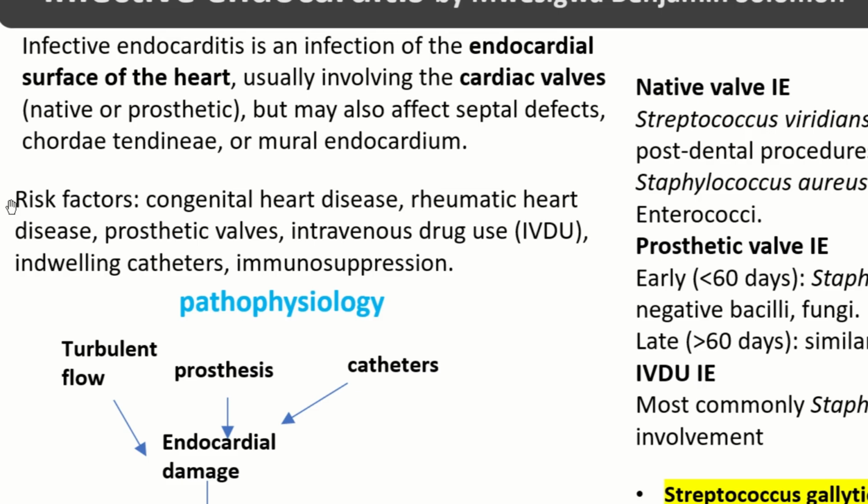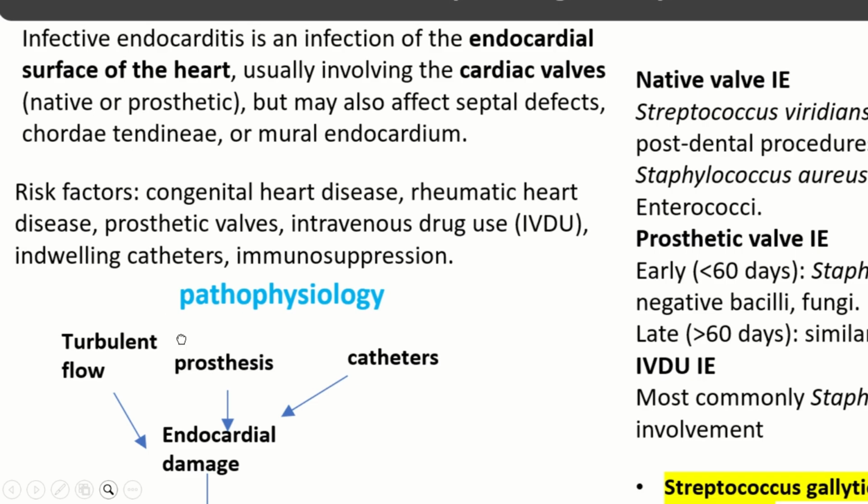And how it's going to happen is that these different risk factors that we have, maybe we have a prosthetic, maybe we have an immunosuppressed individual, maybe we have a history of rheumatic heart disease, maybe you have a congenital heart disease, and most of these are going to cause a situation whereby we have maybe a turbulent flow that is constantly hitting a certain point of the endocardial lining of the heart. And this is going to cause endocardial damage.